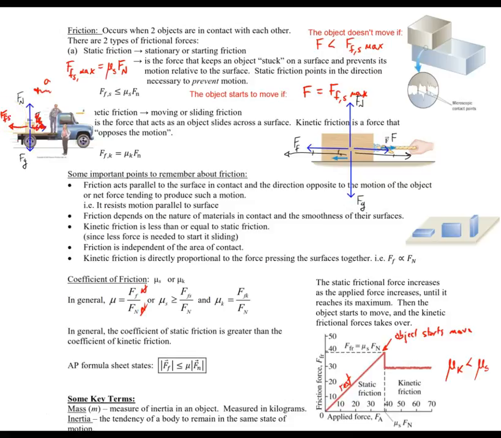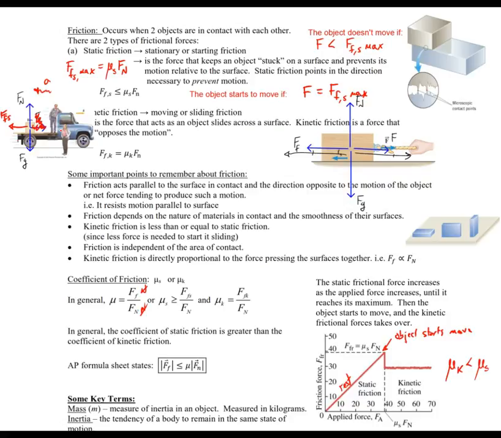So static frictional forces tend to be a bit tricky. You have to think about it like it tends to oppose the direction where it's trying to move. It's trying to prevent it from slipping. So if it's going to slip backwards, it's going to provide a force forwards. If it's going to slip forwards and run into the front end of the truck, then it's going to provide a force in the opposite direction, to the left.